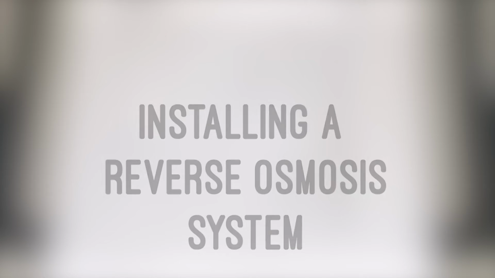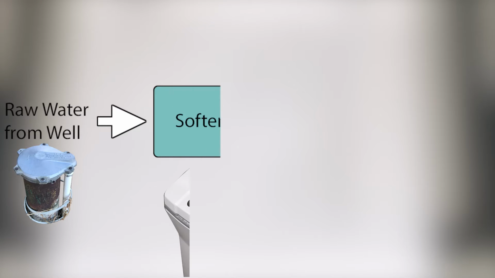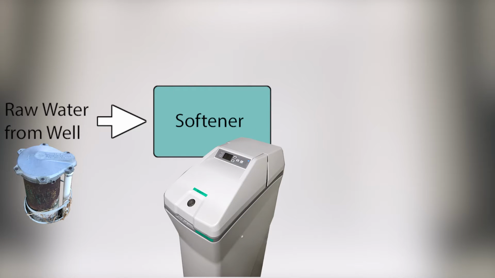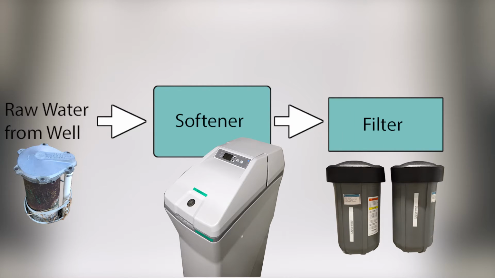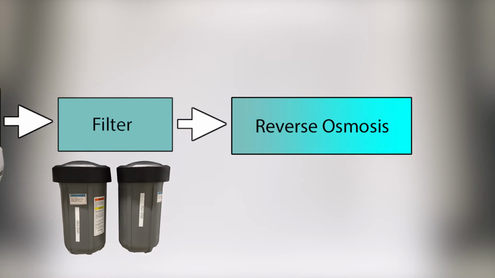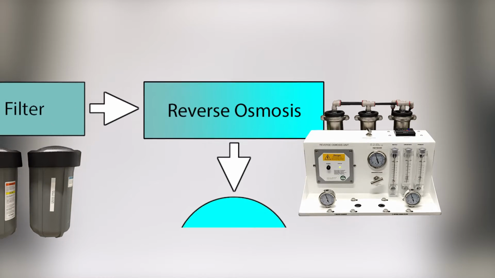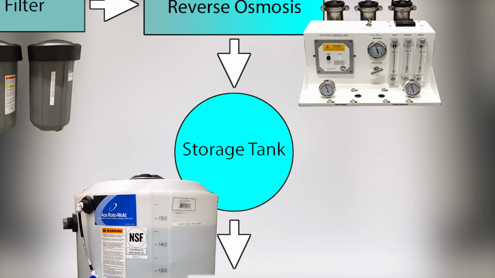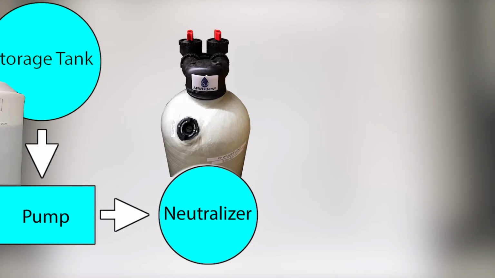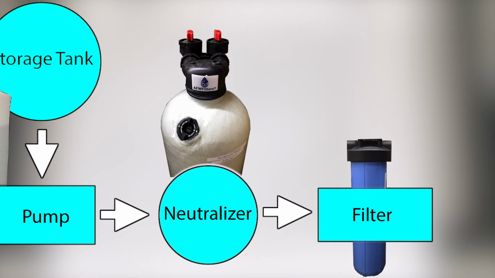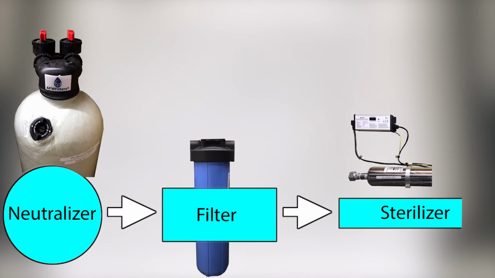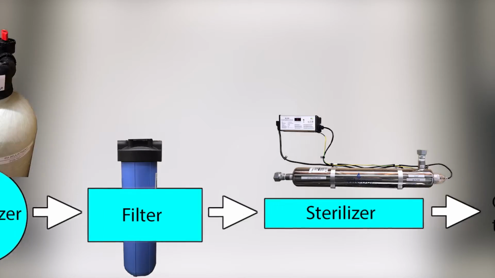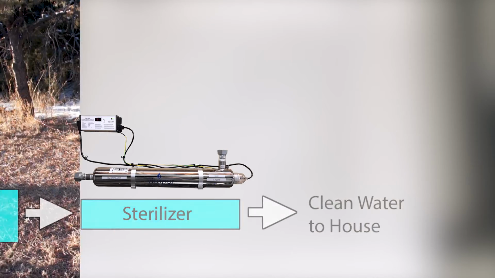We'll take a look at each of these in detail in a moment. Raw water is drawn from the well. It is softened to bring down the TDS somewhat to help prevent fouling of the RO membranes. It is then passed through filters to remove contaminants before passing through the RO system. The clean water is stored in a storage tank. Water is then pumped through a neutralizer to reduce acidity and put some minerals back in the water. It's filtered again to remove excess neutralizer and then passed through a sterilizer to kill bacteria and pathogens. It is now clean and ready to drink.